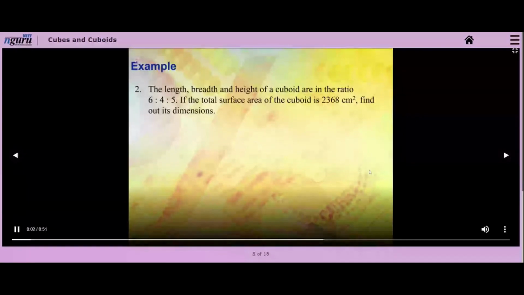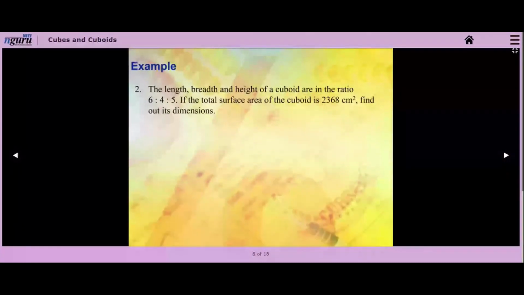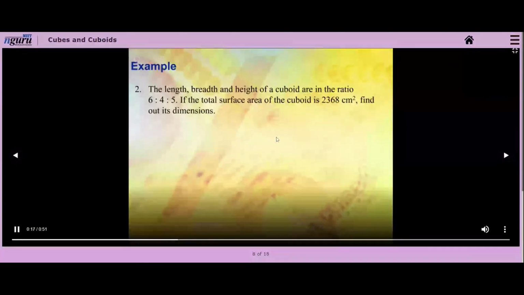Consider another example. The length, breadth, and height of a cuboid are in the ratio 6:4:5. If the total surface area of the cuboid is 2,368 square centimeters, find out its dimensions. Do this. Ma'am, 96 centimeters, 64 centimeters and 80 centimeters.